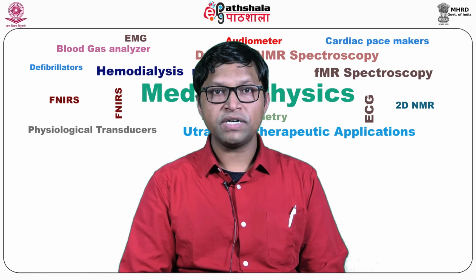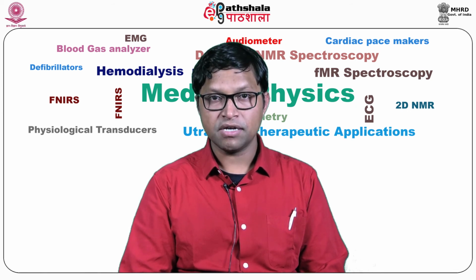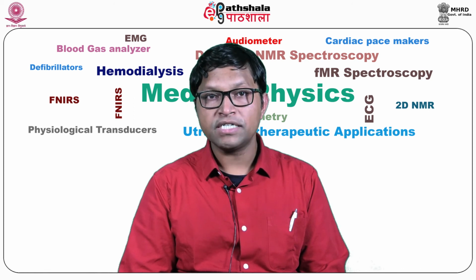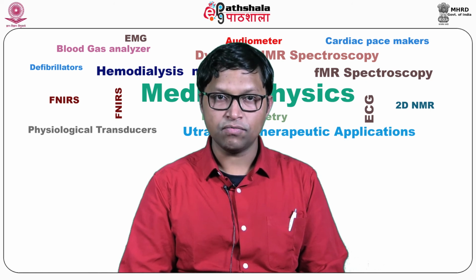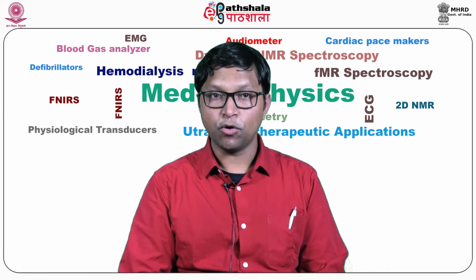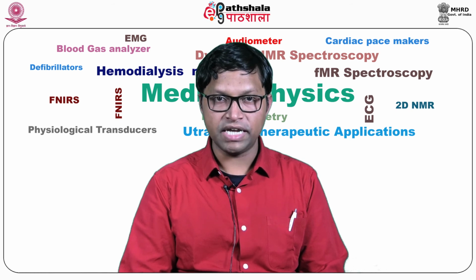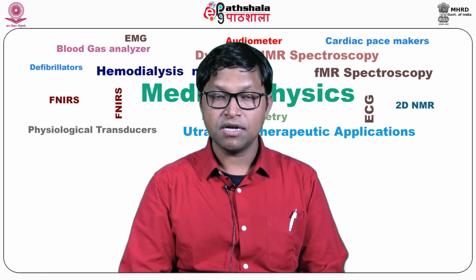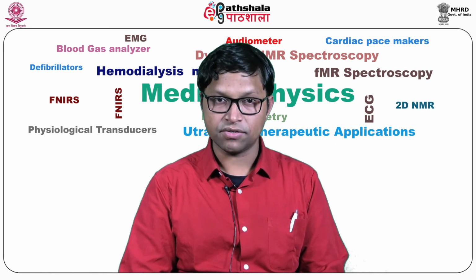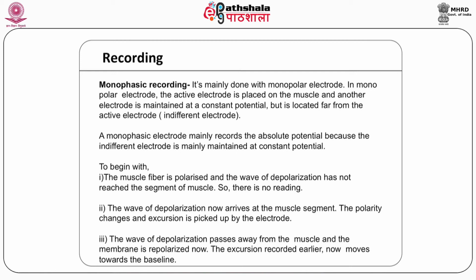Now, there are two different types of recording system in EMG based on the location of the electrode. One, the monophasic recording. It is mainly done with the monopolar electrode. In monopolar electrode, the active electrode is placed on the muscle and another electrode is maintained at a constant potential, but it is located far from the active electrode, or that is the indifferent electrode. A monophasic electrode mainly records the absolute potential because the indifferent electrode is maintained at constant potential.